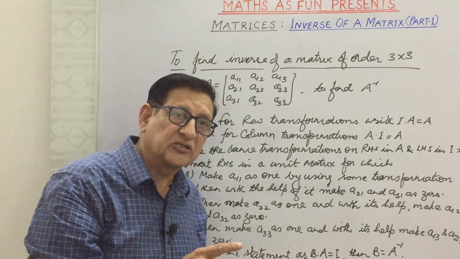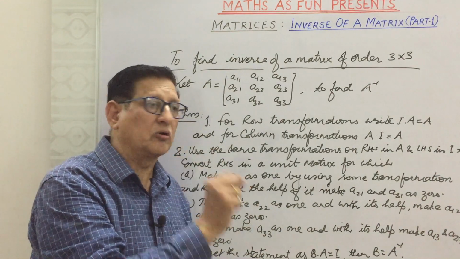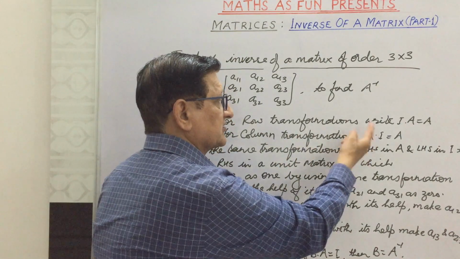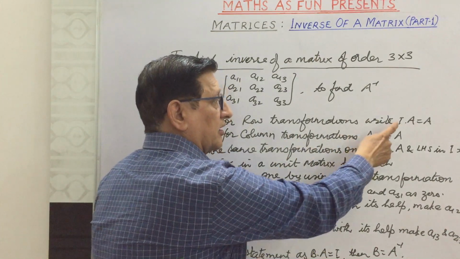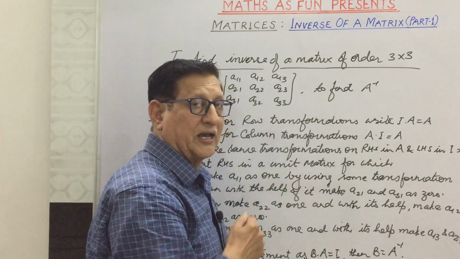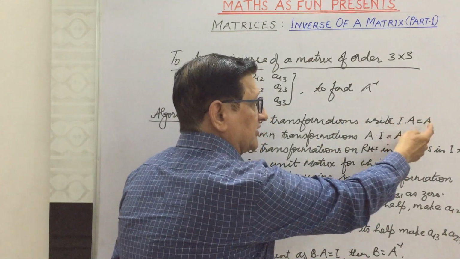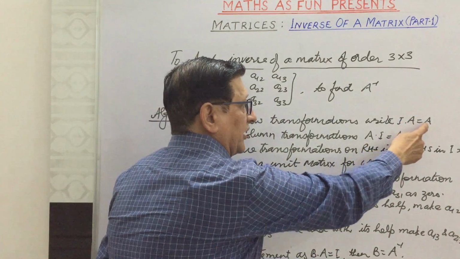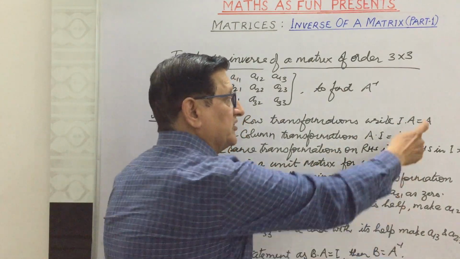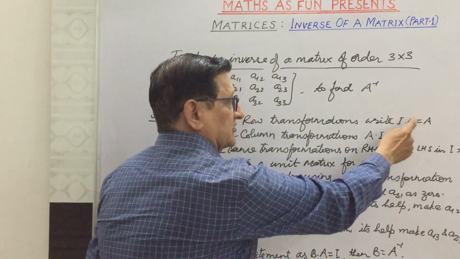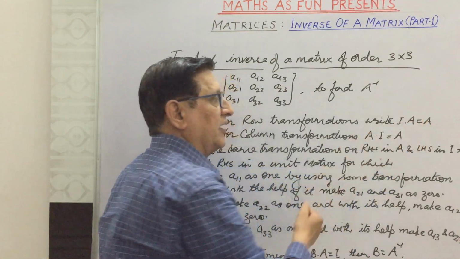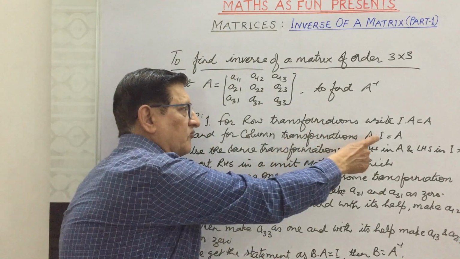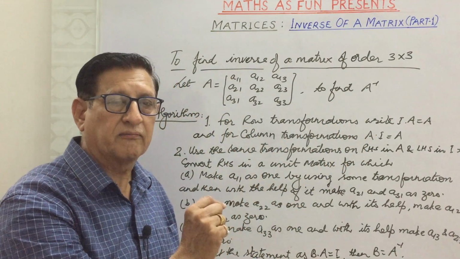The next step is using the elementary row or column transformations on both sides. On the left hand side we will be using that in I, and on the right side we use the same transformation in A, and we will convert A into I. And we know if this A is converted into I, this will become B into A is equal to I, and then we can say that B is the inverse of A.